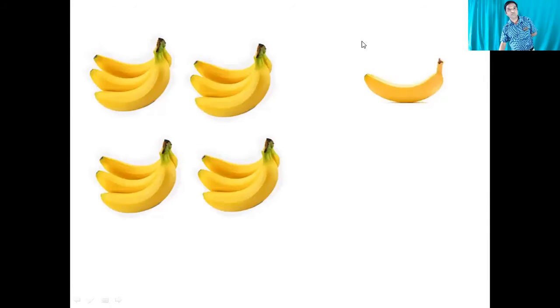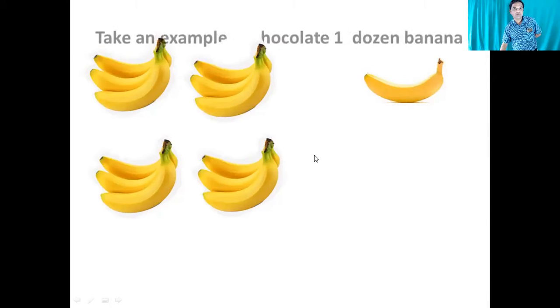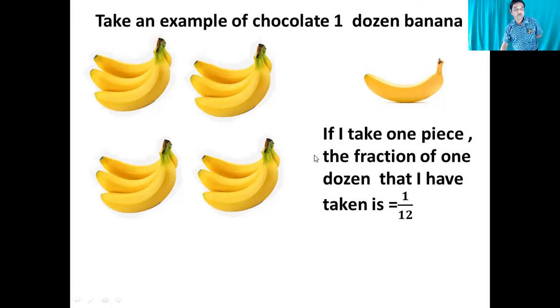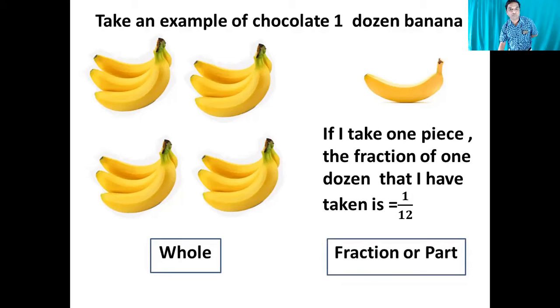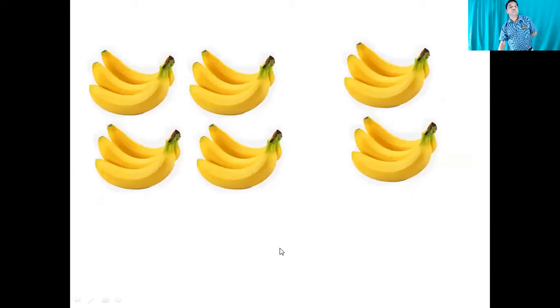Then we'll see it pictorially. We'll take a dozen bananas and we'll take one banana out of it. Then the fraction of banana I have taken from 1 dozen is 1 by 12 or 1 out of 12. So 1 dozen indicates a whole, while 1 banana out of 12 indicates the fraction, and this is known as 1/12.